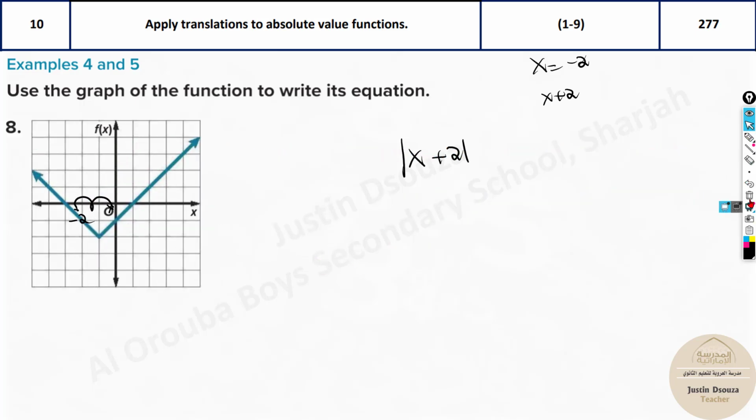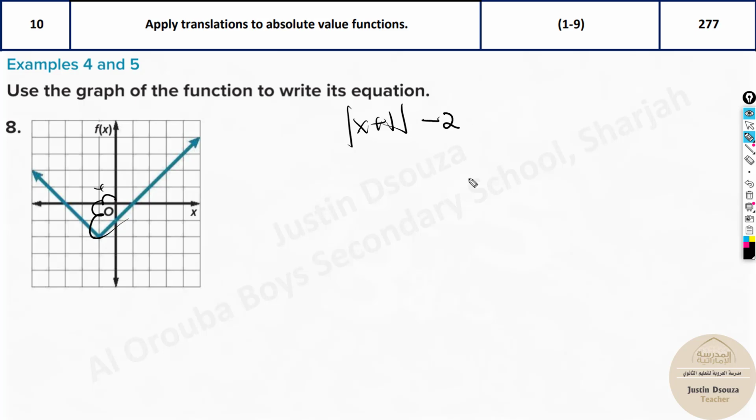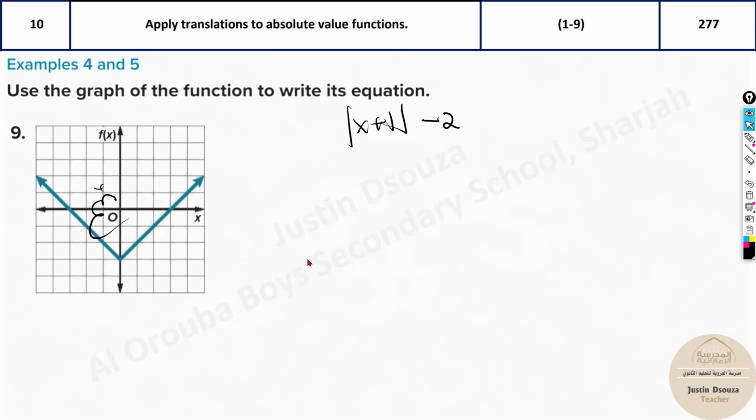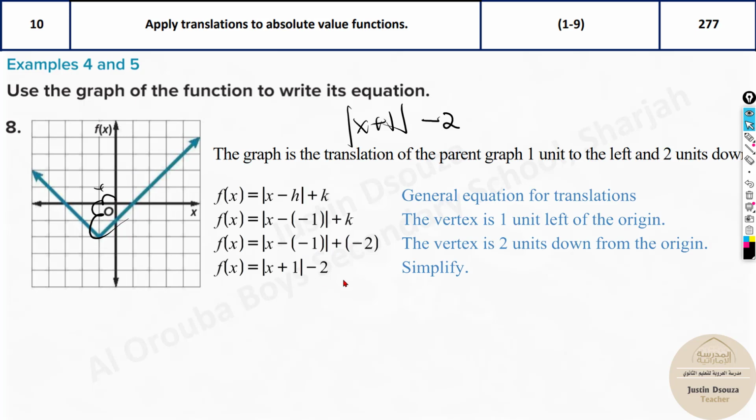What about over here? Try it by yourselves. Pause the video and try it. It's minus 1. That means x plus 1. And it goes down 1, 2. If it's up, it will be as it is. If it's down, minus 2. That's it. So this would be the final answer: modulus x plus 1 minus 2.